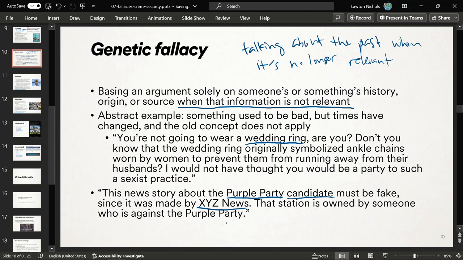But in reality, that's the fallacy still, because maybe they really found some news that is relevant and the Purple Party finally did do something wrong for once. All right? The origin of the news doesn't mean it's false, right? Origins have no impact on truth. That is the genetic fallacy. That's the best I can think to explain it. Any questions about that? It's like using the origin of something to knock it down, but in reality it's not relevant.